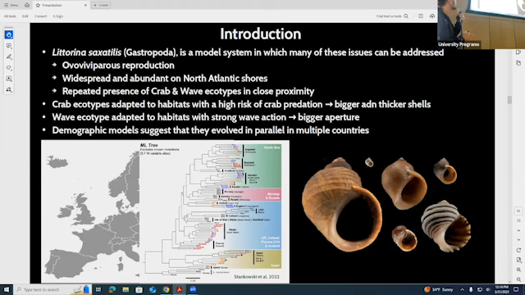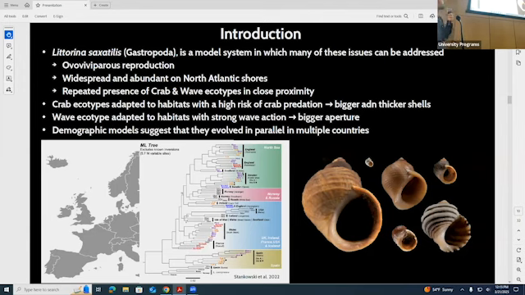It is found on the northern Atlantic shore. From Portugal, you find them along the French coast, up in Norway, Sweden, the UK. There is an invasive population in San Francisco, and there is also a weird population in Venice, in Italy, which we are studying now. What's very interesting about those snails is that they have repeatedly produced those crab and wave ecotypes along the shores of Europe.